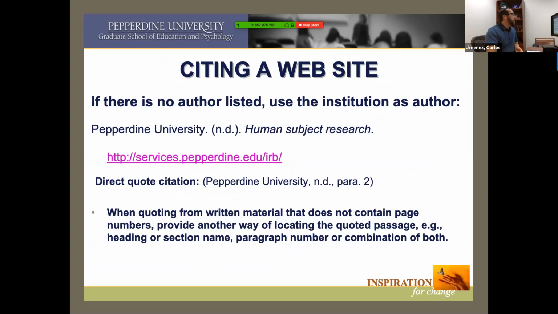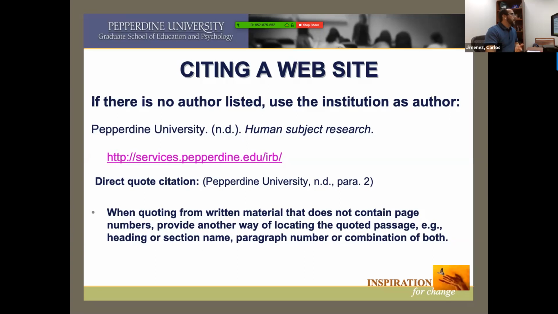If there's no author listed, you can use the institution as the author. Like I said, here, Pepperdine University, there's no dates. Sometimes, look at the bottom of the web page. A lot of times you will see the date there when the page was last updated. But if there isn't anything in there, no date, then you could use the n.d. there. And then you have the title of the page, the document, and then the link.